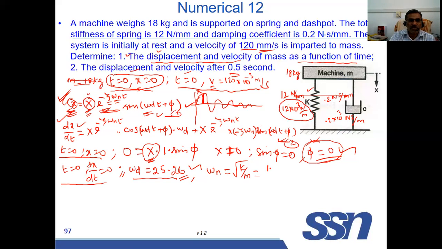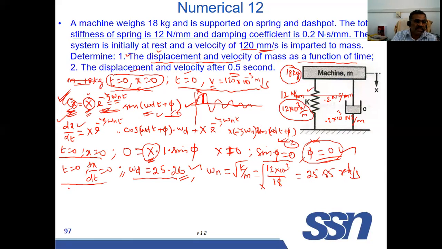So that is equal to 12 into 10 power 3 divided by m. What is the value of m? 18 kg, divided by 18. So this will give omega n. What is the value of omega n? It is 25.85 radians per second.